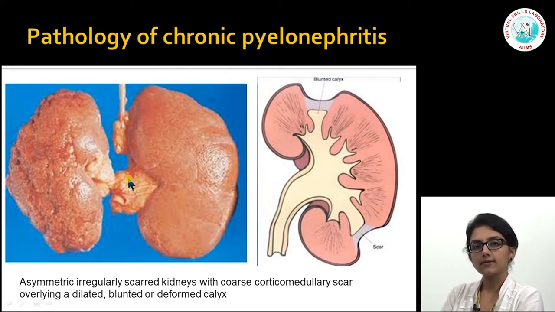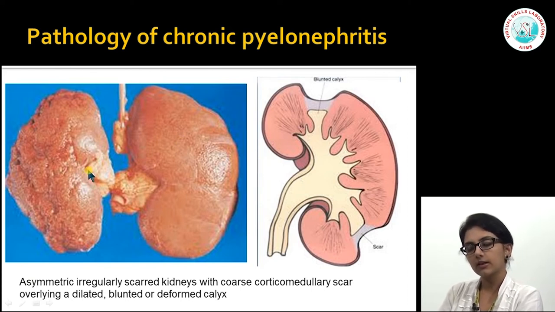So compared to the gross that we saw of acute pyelonephritis, here we can see the gross picture of a case of chronic pyelonephritis. And a very classical description of chronic pyelonephritis is of asymmetric, irregularly scarred kidneys. So we can see that the kidney involvement on both sides is different. So there's asymmetry, and it's a very irregular pattern of scarring.